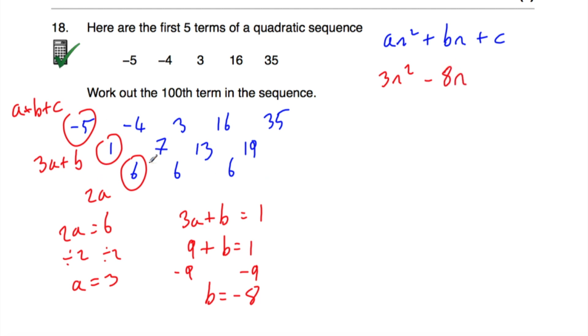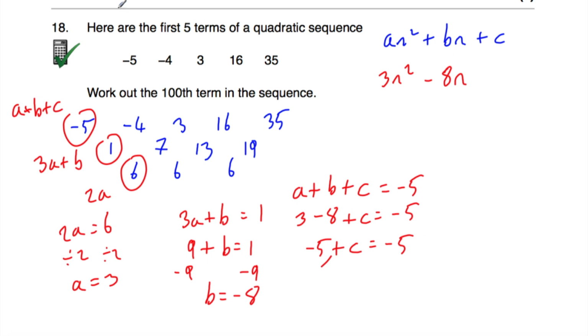And finally, to get the value for c here, we're going to look at our first term in the sequence. That's a plus b plus c, and that's equal to negative 5. And we know the value for a is equal to 3, so we've got 3. And then we've got plus b, and b is equal to negative 8. So instead of writing plus minus 8, I'm just going to write minus 8. And then we've got plus c, and that's equal to minus 5. 3 take away 8 is equal to minus 5, and then we've got plus c is equal to minus 5.